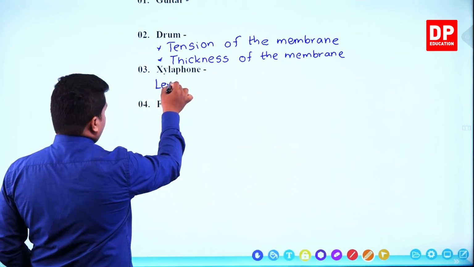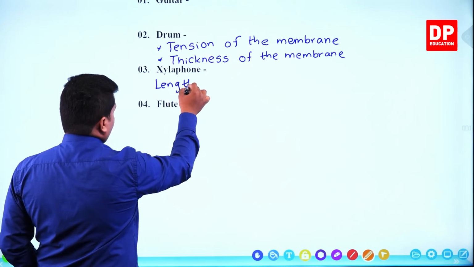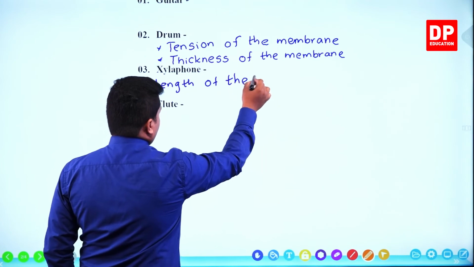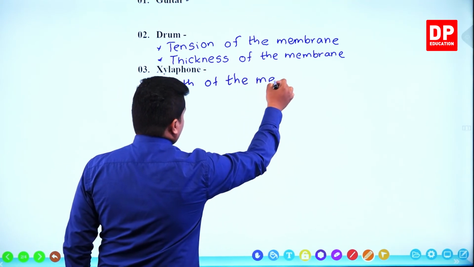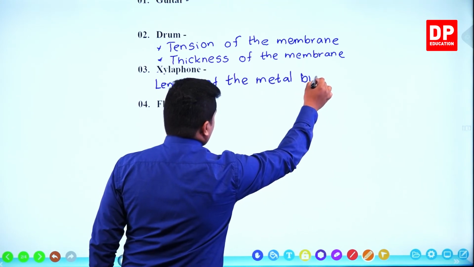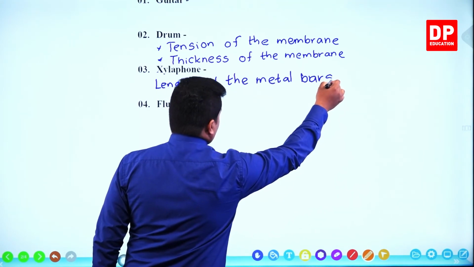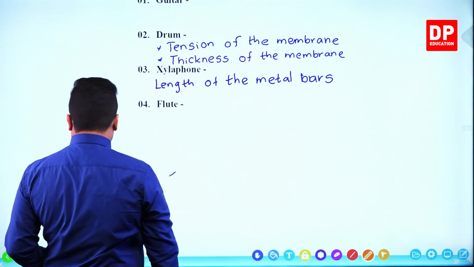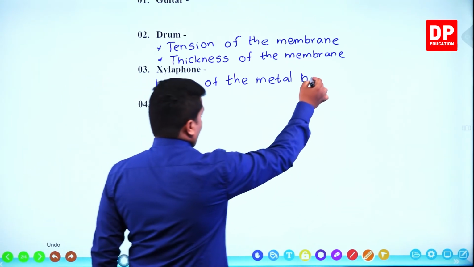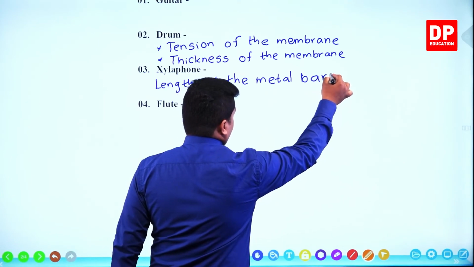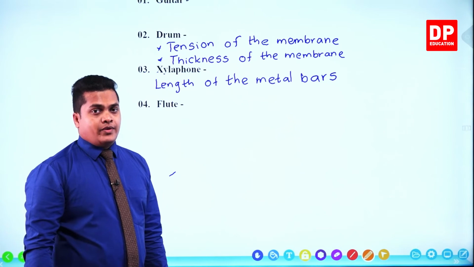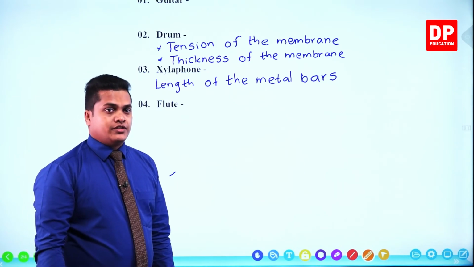Length of the metal bars. This is the factor which affects the frequency of a xylophone.